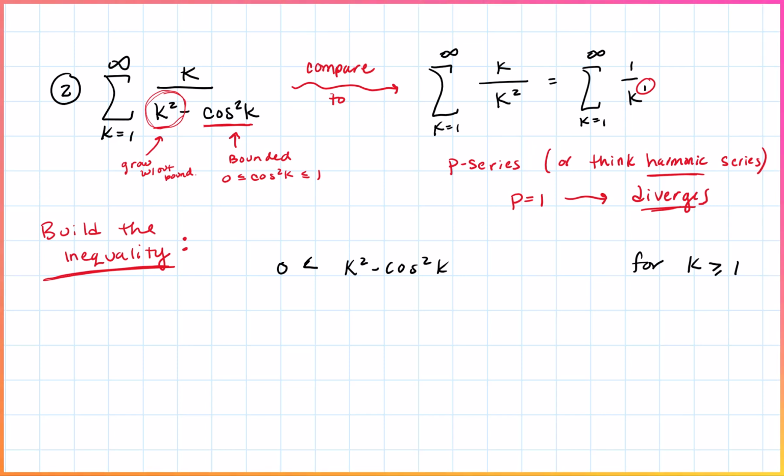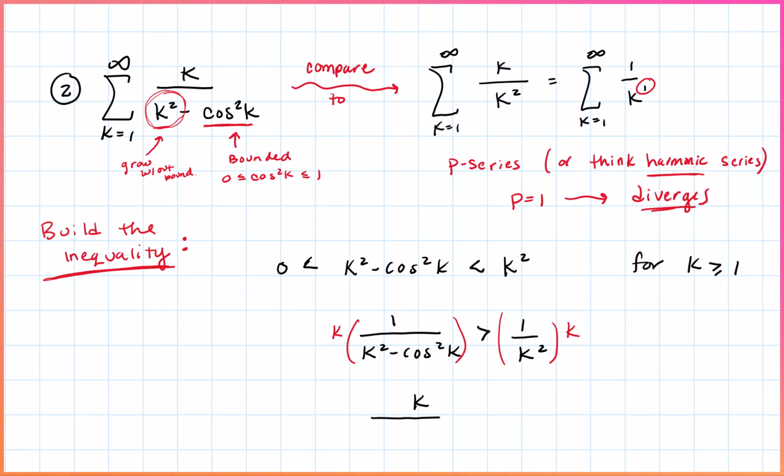So k squared minus cosine squared of k is greater than 0, and it is also less than just k squared. So when I reciprocate these, I get 1 over k squared minus cosine squared of k is going to be greater than 1 over k squared. And if I multiply everything by k, and I can do that since k is positive, greater than or equal to 1, I get that k over k squared minus cosine squared of k is greater than k over k squared. But k over k squared, of course, just reduces to 1 over k.